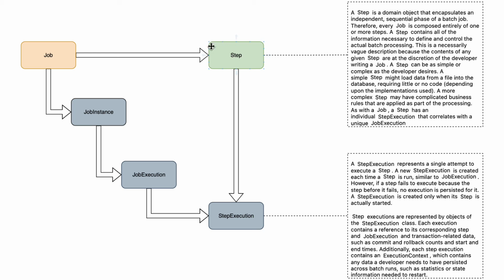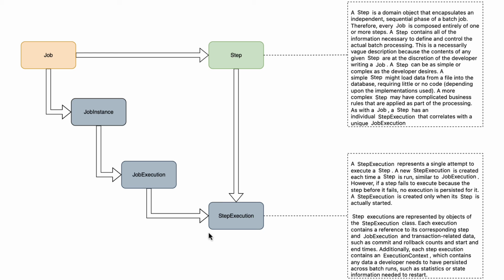A simple step might load data from a file into a database, requiring little or no code, depending upon the implementation used. A more complex step may have complicated business rules that are applied as part of the processing. As with a job, a step has an individual step execution that correlates with a unique job execution.